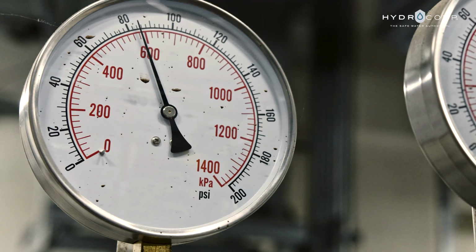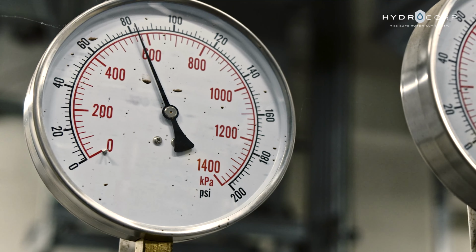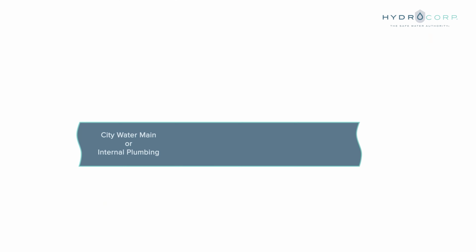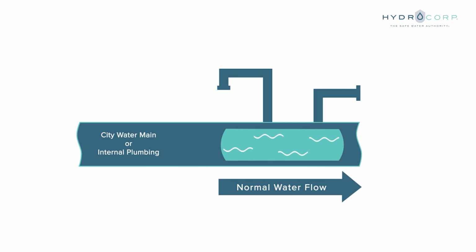If there are changes or fluctuations in the pressure of the system, the water in the pipes can begin to flow in the opposite direction. This inherent hydraulic problem in public water systems is known as backflow.